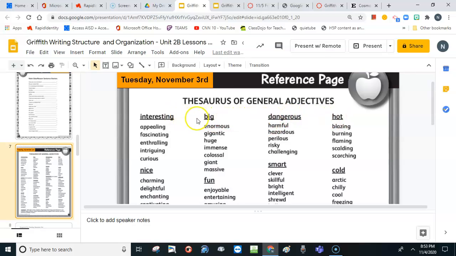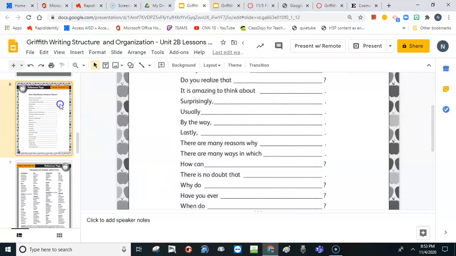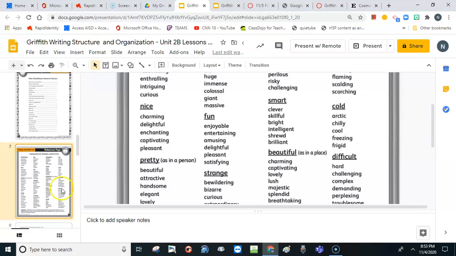But instead of using the adjectives that are underlined, I would encourage you to use the adjectives under them on that list, because those are more descriptive adjectives, and they're more exact of what you're trying to say. So you're going to be using these sentence stems, and you're going to be using these adjectives when you are writing.